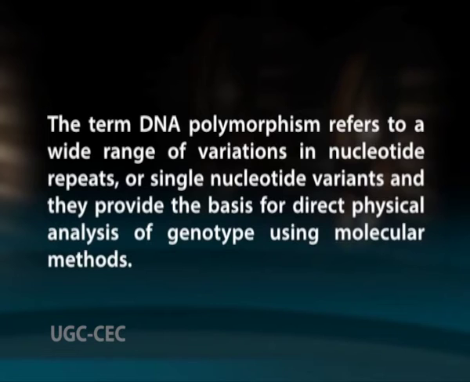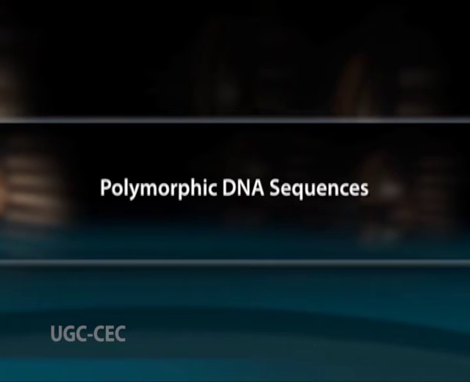The term DNA polymorphism refers to a wide range of variations in nucleotide repeats or single nucleotide variants, and they provide the basis for direct physical analysis of genotype using molecular methods. Polymorphism can be single bases or thousands of bases. Polymorphic DNA sequences. Polymorphisms are found throughout the genome. Human blood is an example of polymorphism. If the location of a polymorphic sequence is known, it can serve as a landmark or marker for locating other genes or genetic regions. Each polymorphic marker has different versions or alleles.